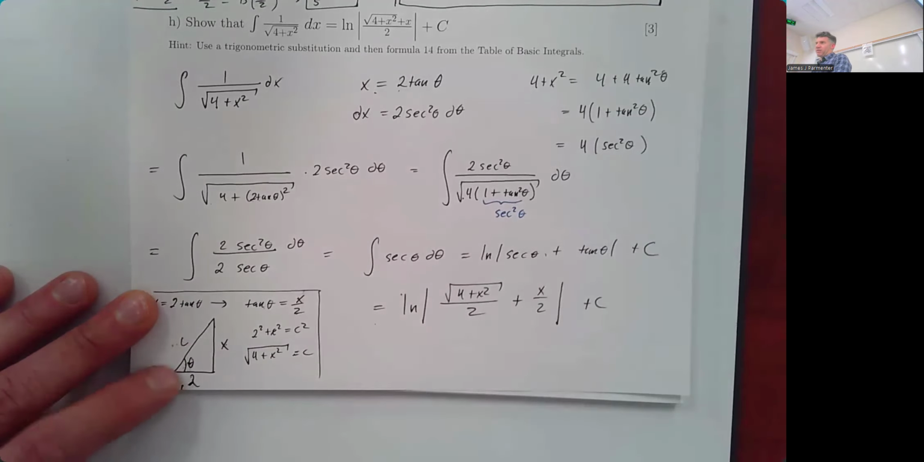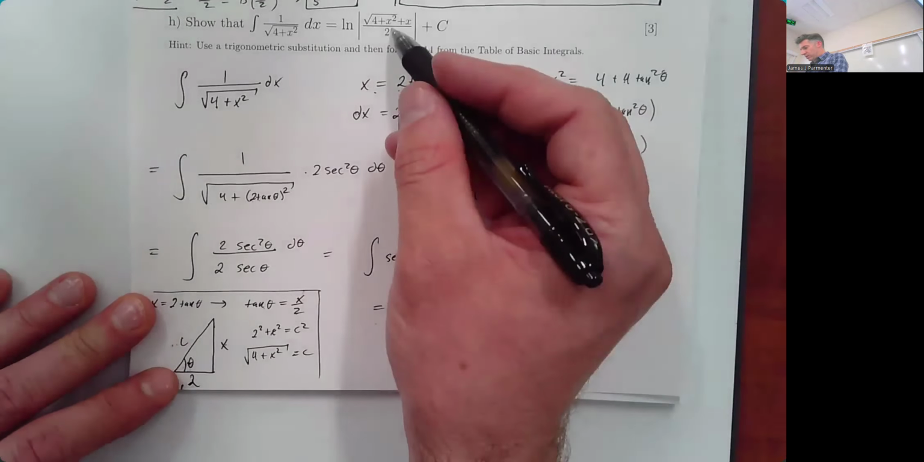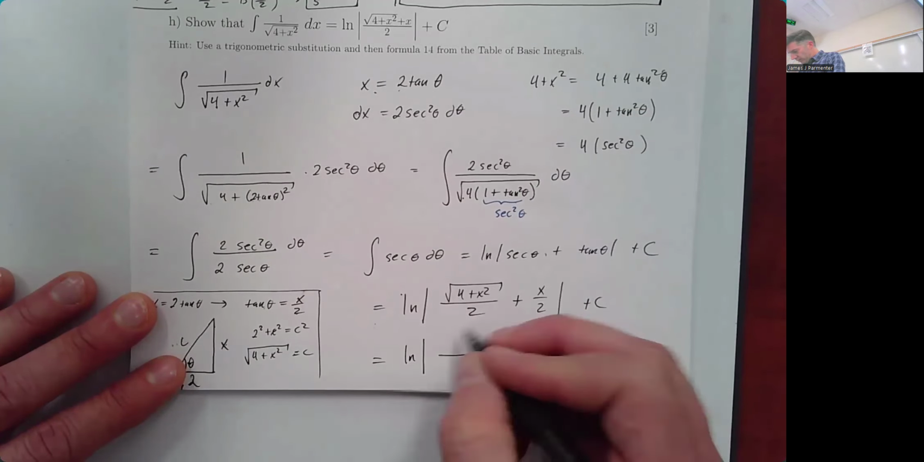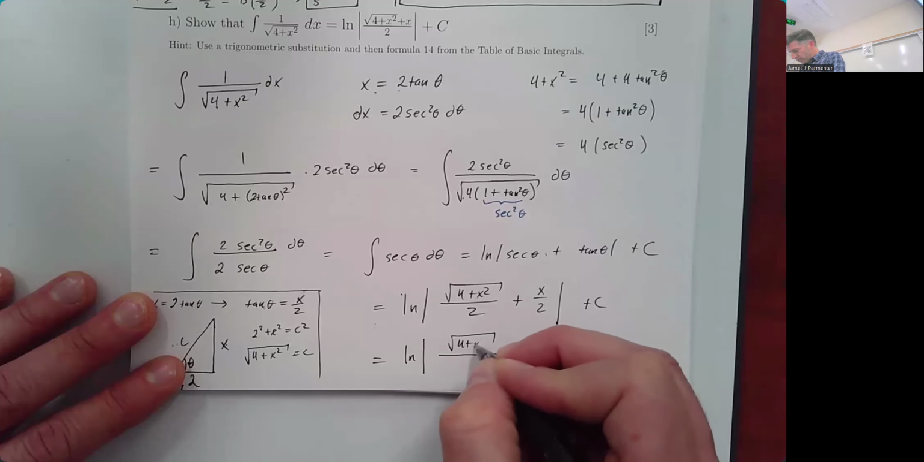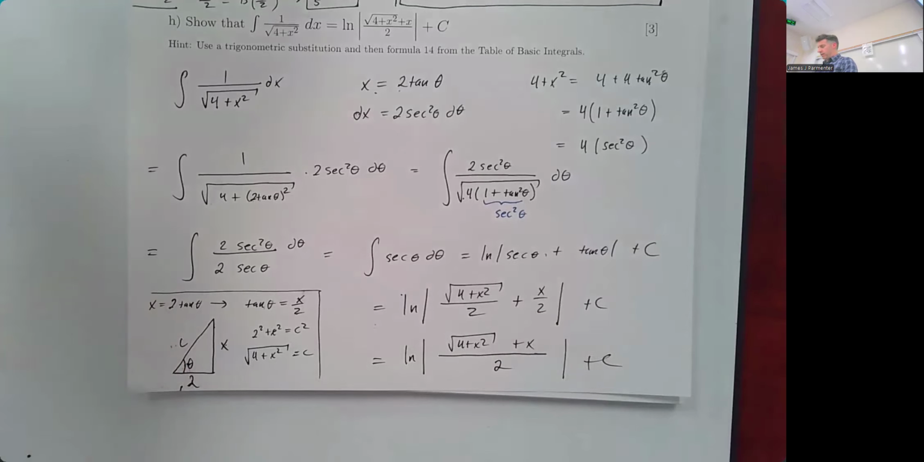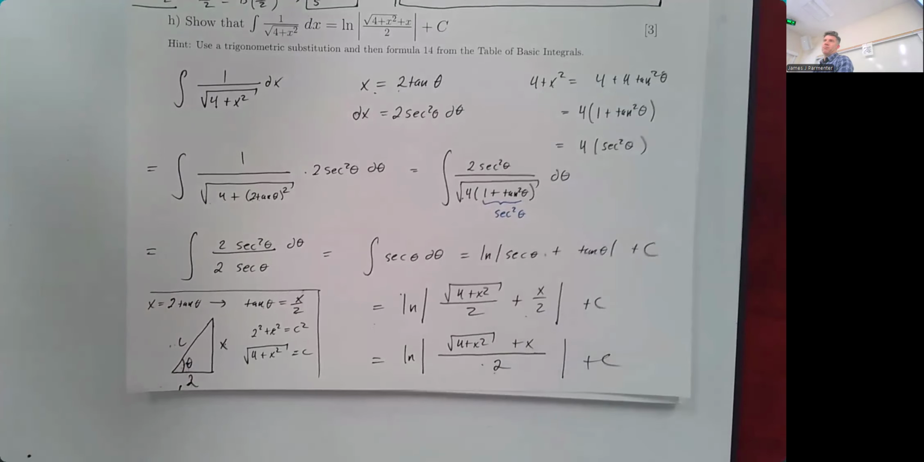I think it'd probably be fine to leave it like that, but if you really wanted, you could then write it as the natural log of the absolute value of one fraction, square root of 4 plus x squared, plus x all over 2. But I don't think you really need to do that last step because it should be obvious that that's the same as that.